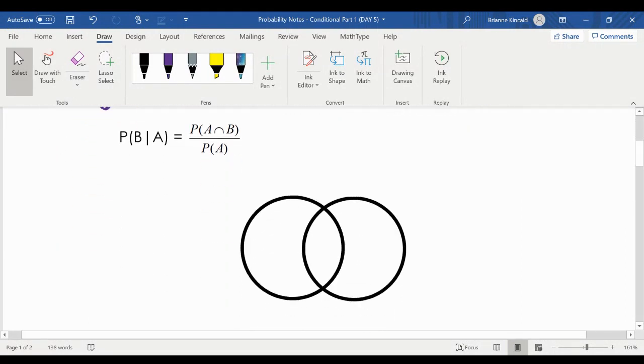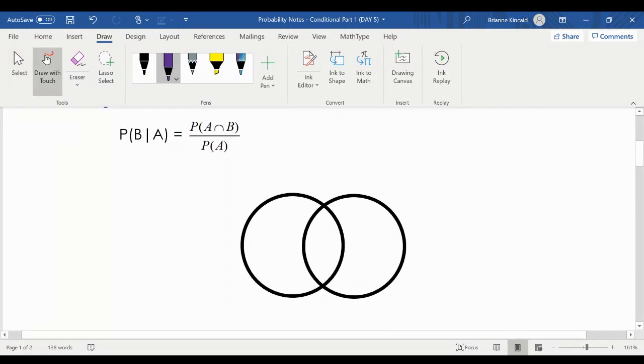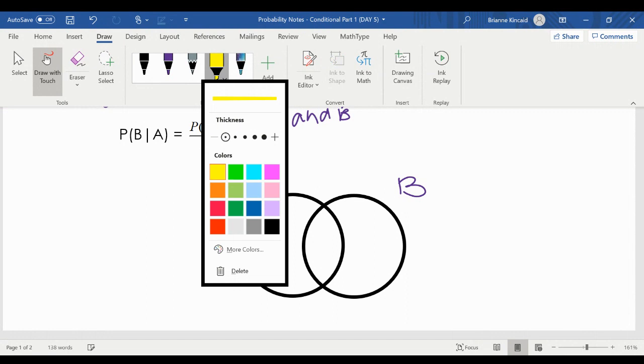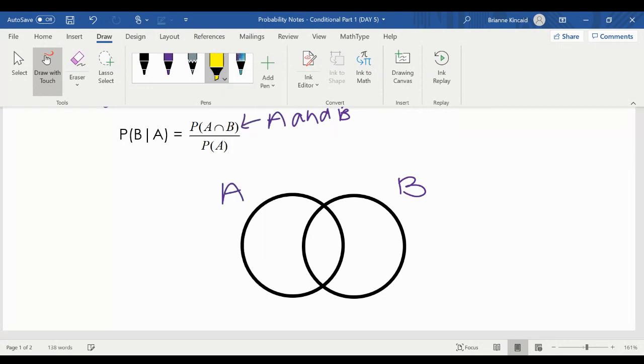How this looks in a Venn diagram form: the probability of B given A is the probability of A intersect B. Remember, A intersect B is A and B, over the probability of A. So I have circle A and circle B. The probability of A is what goes in my denominator, so that's the entire circle.